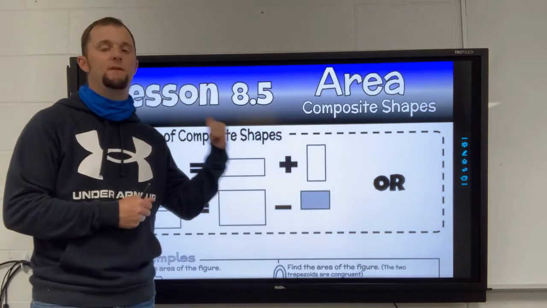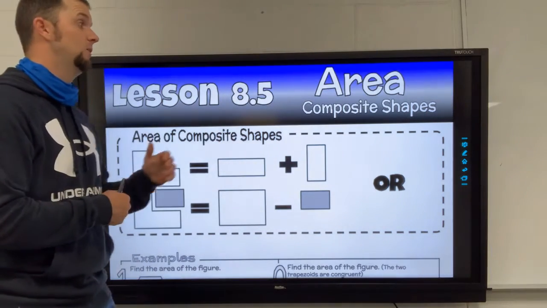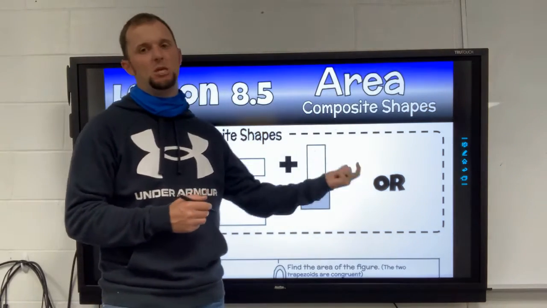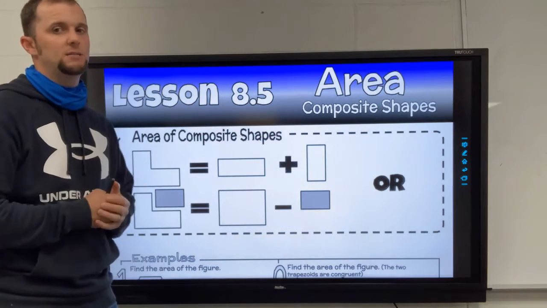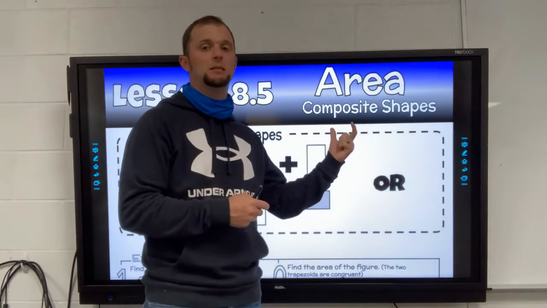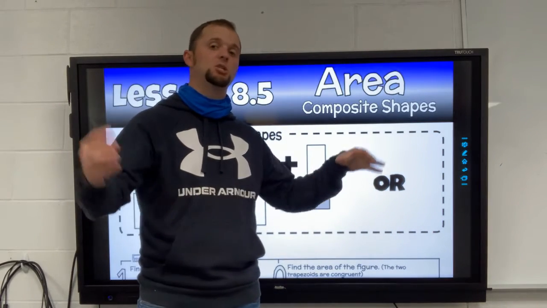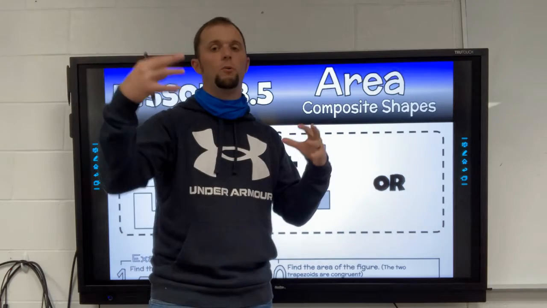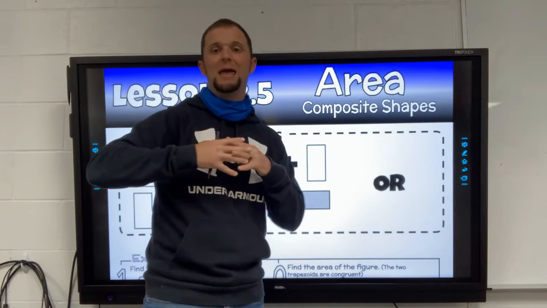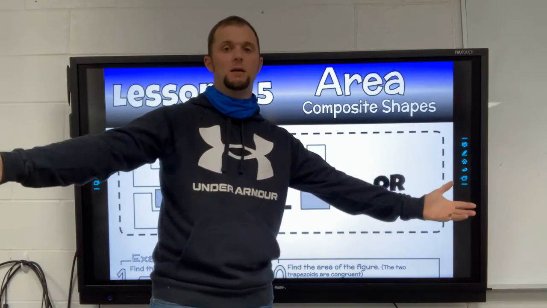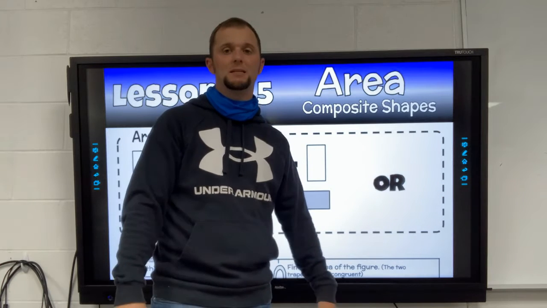Lesson 8.5, which now we are dealing with the area of composite shapes. The one thing I want you guys to understand is the word composite in this instance is a bunch of shapes combined together, or multiple shapes put together. And how would I find the area of that?